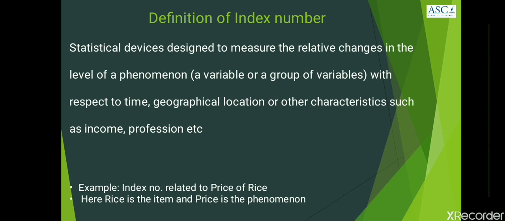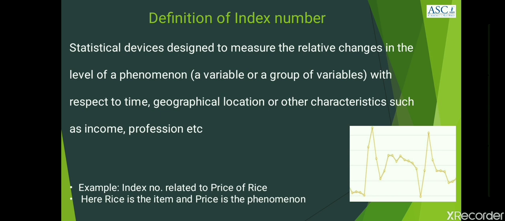Now we are left with a few more terms in the definition. They mean together as follows. Like an index number is constructed with respect to time, similarly index numbers can be constructed to compare economic conditions of different geographical locations or can be done for a group of people of a particular income group or a particular profession, etc. That completes the definition of index number, and the graph shown here helps to understand the same.